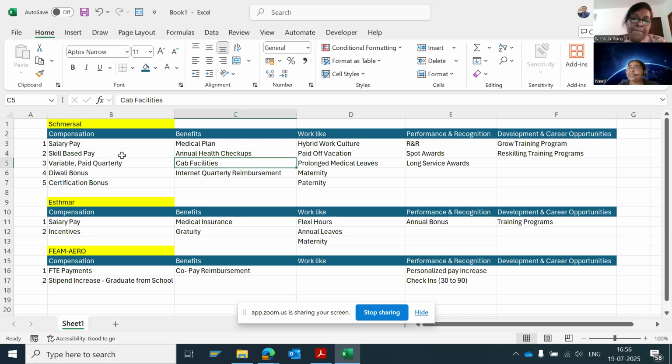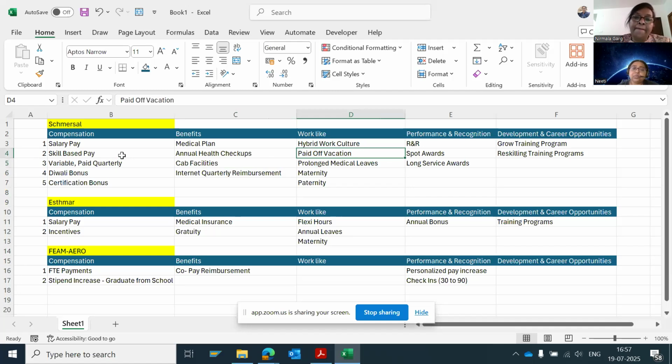And then we have this CAP facility. The annual health checkups are for all the employees of the organization. Then we have cab facilities. Our factory is in Ranjangaon and our city office is in Kharadi, so we provide bus service for our employees to travel to our factory, and cab facility for our city office team members. Then we have this internet quarterly reimbursement, which is 500 a month, so quarterly we pay around 1500 rupees, and this is also for all the employees.